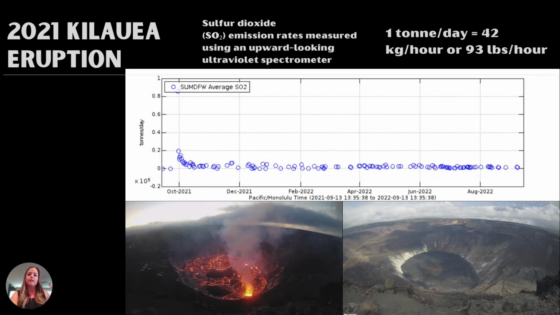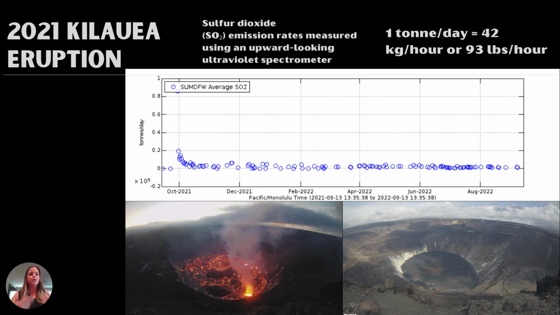All right, so in 2021 and 2022, we saw some big upticks in eruption on Kilauea. And this shows you the gas emissions over time. So you can see there was an uptick in October of 2021. And it stayed kind of elevated until it dropped back down. But the eruptions kind of continued.